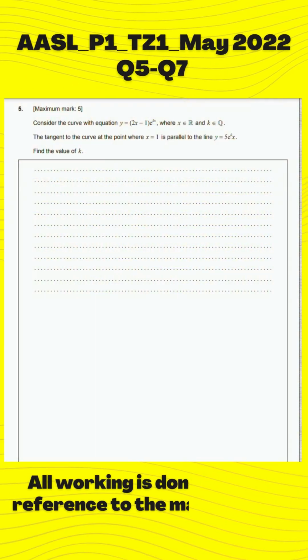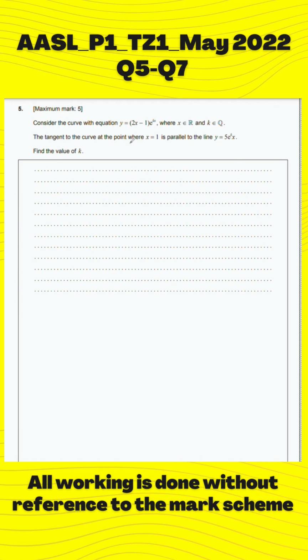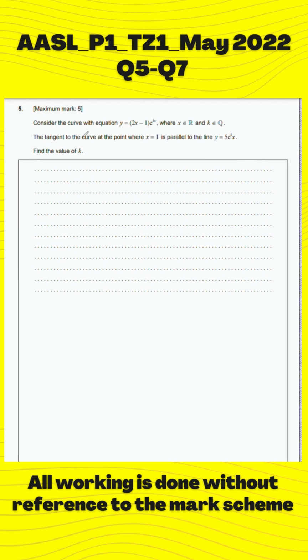IB maths is easy. Number 5. Given that the tangent S1 is parallel to this line, this means they have the same slope. First, we need to find the slope of the tangent S1. So we need to find the first derivative.